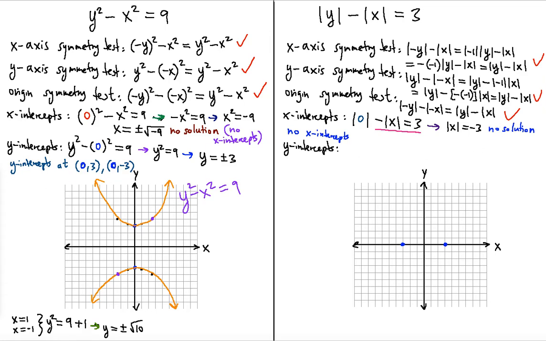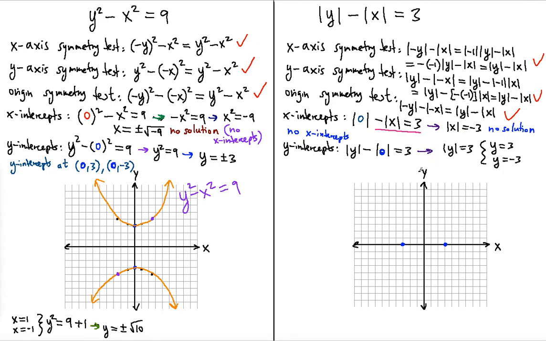Now for the y-intercepts, we're going to set x is equal to 0 and solve for y, right? So y minus absolute value 0 is equal to 3. So that tells you that absolute value of y is equal to 3. Now there are two possibilities. Y is equal to 3 or y is equal to negative 3, right? Because this is absolute value.